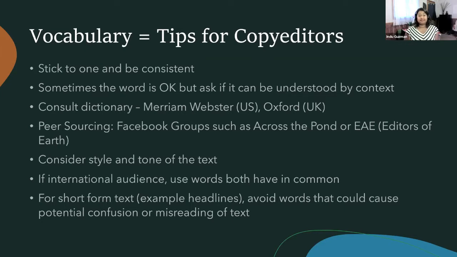Because there may be some reasons why a writer would want to choose certain words, because they want to write a certain voice or a character. So that's one thing. If it's not understood by context, that's when you want to highlight it in query. And you want to consult a dictionary. Merriam-Webster is the preferred dictionary for US, and an Oxford dictionary for UK. And as copy editors, we're always looking at words to see, does it really fit?